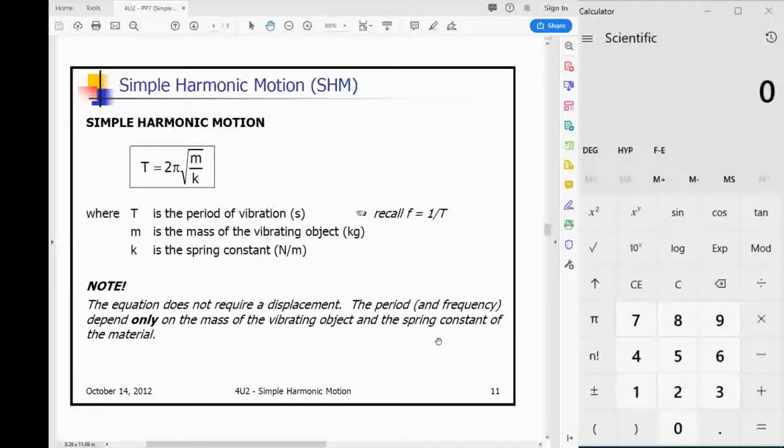Now, this is the simple harmonic motion equation for a spring, which is what we'll be looking at mostly in this course. There are other equations for other applications, but they're all very similar, involving square roots and 2 pi. Now, this equation as well doesn't show up on your formula sheet, so I would recommend writing that down on your formula sheet now, just so that you're aware of it and you're not looking for it during a test.